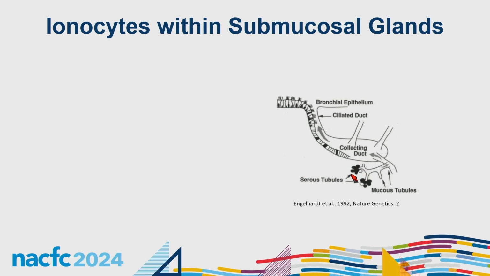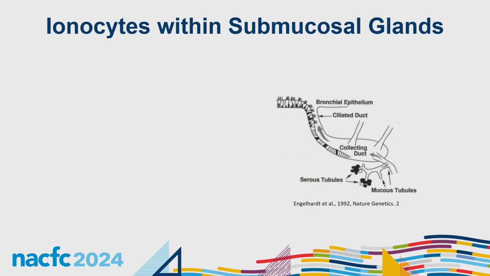The fluid being produced in the serous acini cells gets secreted into the mucous tubule up to the collecting duct and into the lumen of the surface epithelium through the ciliated duct, as the dark regions of this submucosal gland pointing towards the most prominent regions of the CFTR.